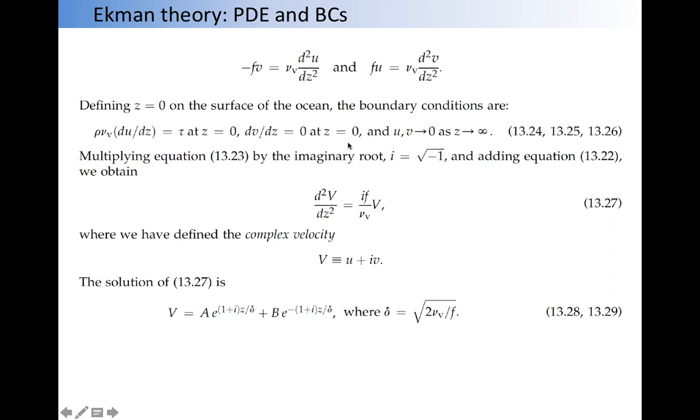But if you want y directional wind only, this will be 0, and rho mu dv/dz will be tau, right? Vice versa. So in the textbook Kundu, they use only tau x applied. So with the xy coordinate, we are looking at wind only blowing in the positive x direction.